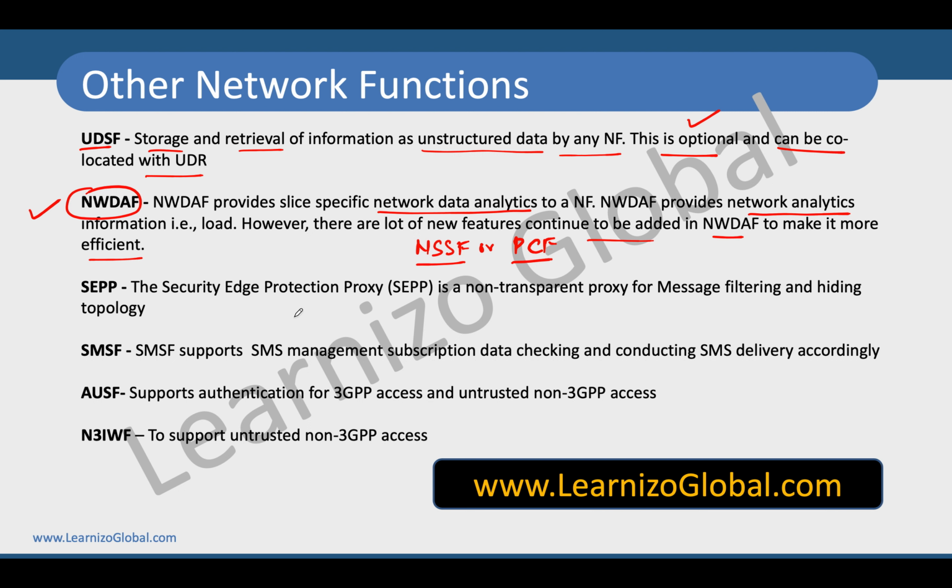Whenever we are connecting from one PLMN to another PLMN, we need to have some security between them, and that security is achieved by something called SEPP. SEPP, which is referred to as the Security Edge Protection Proxy, is a non-transparent proxy for message filtering and hiding topology. Typically, SEPP sits at the boundary of the PLMNs and hides the information about the network topology from other PLMNs. So it is basically a proxy network function sitting at the boundary of the network.